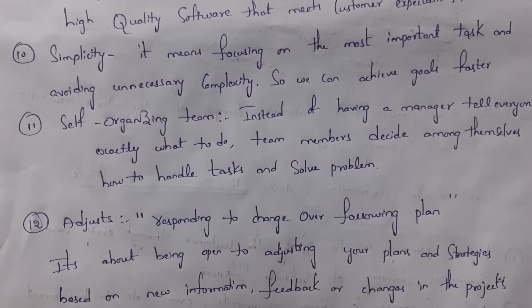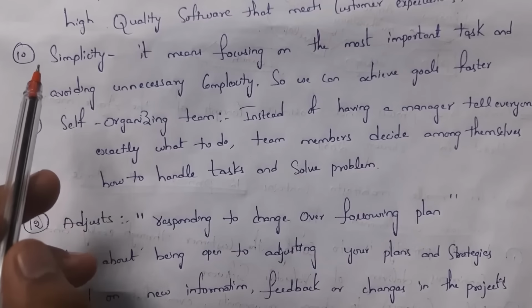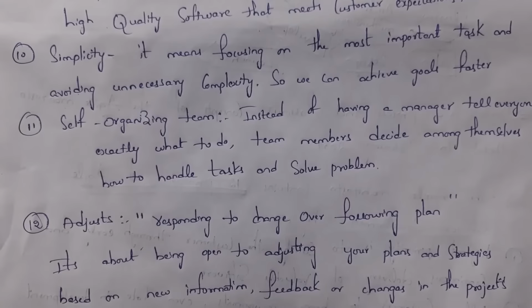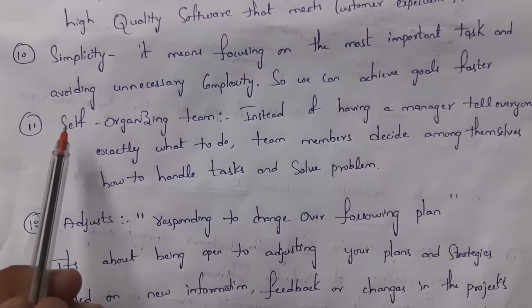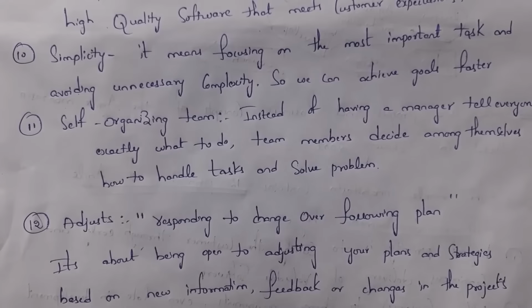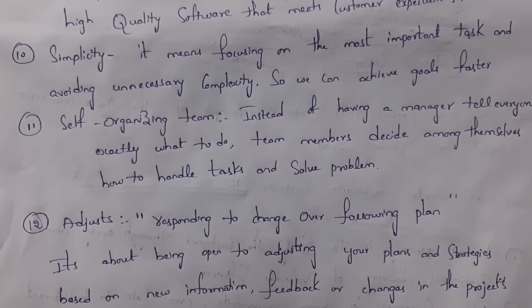10th one is simplicity. Simplicity is nothing but they must focus only on important tasks and they must avoid unnecessary work so they can achieve their goals faster. And 11th one is self-organizing team. Here in agile model, manager will not guide you. Team members must communicate with each other and they must complete their work.